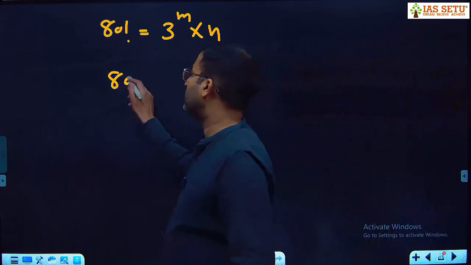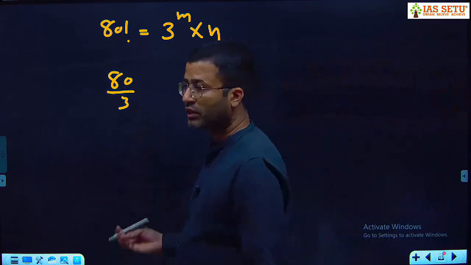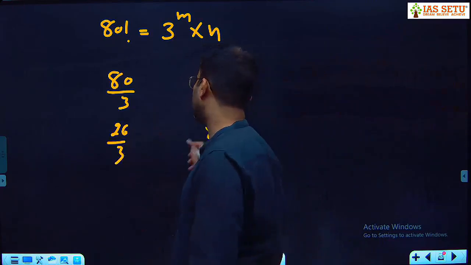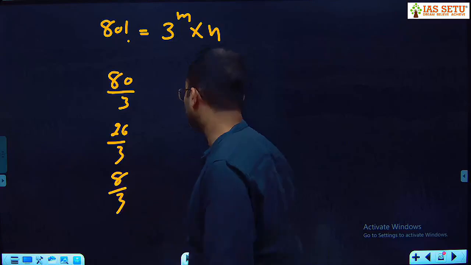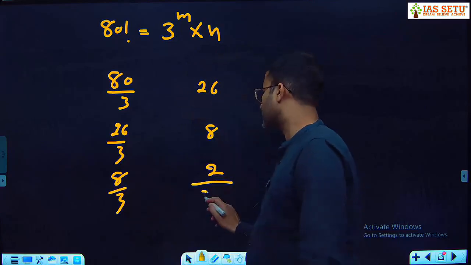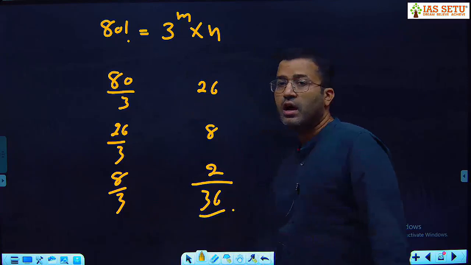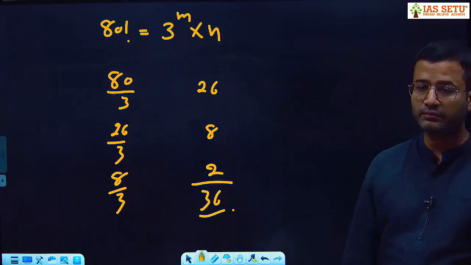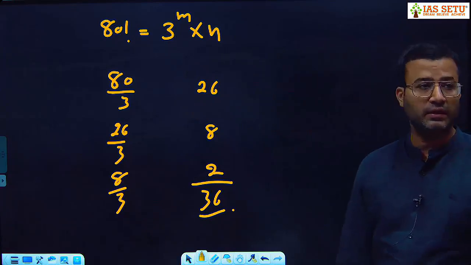80 divided by 3, what is your quotient? 26. 26 divided by 3, 8. 8 divided by 3, 2. So 26 plus 10, 36. How many 3's are there in 80 factorial? 36. Done?